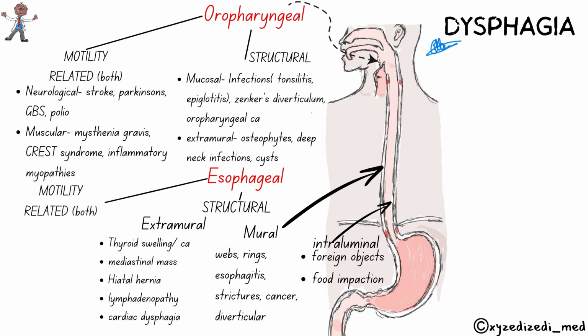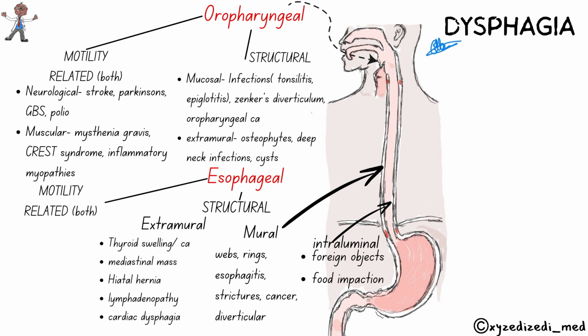Structural causes, we have mucosal, such as infections, tonsillitis, epiglottitis. Aside from infections, we have Zenker's diverticulum, oropharyngeal CA. Then it can also be classified as extramural. We have osteophytes, deep neck infections, cysts.